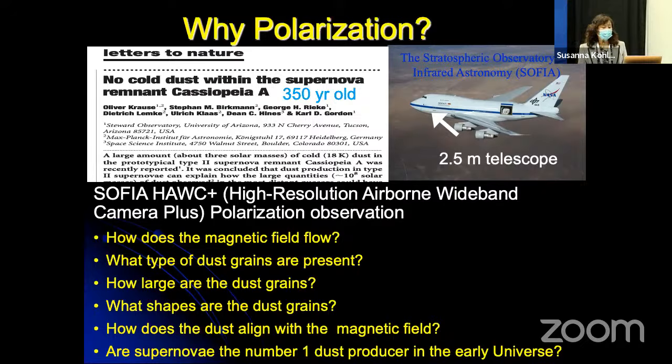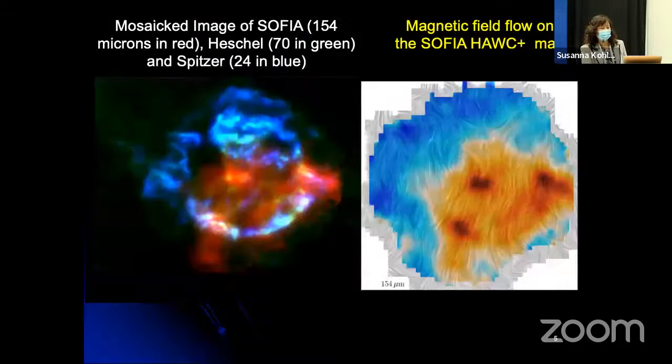After that, there was more polarization measurement. So we used the SOFIA 2.5 meter telescope to map the polarization. The goal is that we want to see the magnetic field flow, what type of dust, and the grain size, everything the previous speaker talked about, how important the dust is. So then, really, supernovae are the dust producers in the early universe.